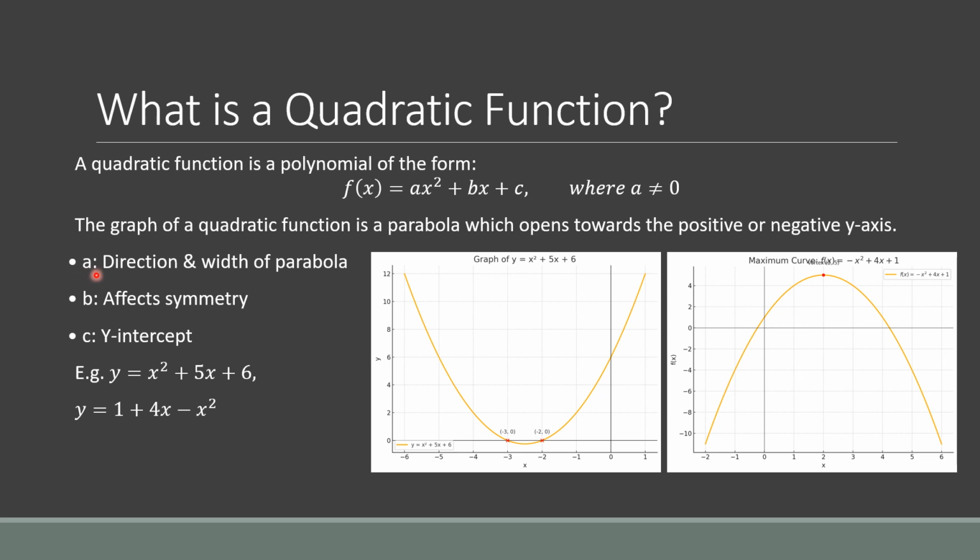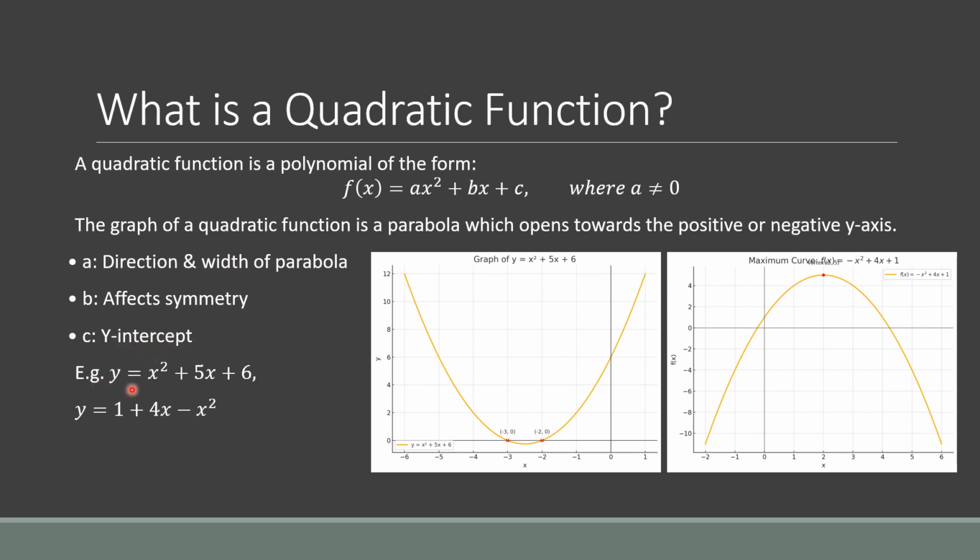The a, which is the coefficient of the leading term, that is the x squared in the quadratic function, indicates the direction and the width of the parabola. The b affects the axis of symmetry, that is the symmetry of the parabola. Then the c, which is the constant in the quadratic function, indicates the y-intercept.